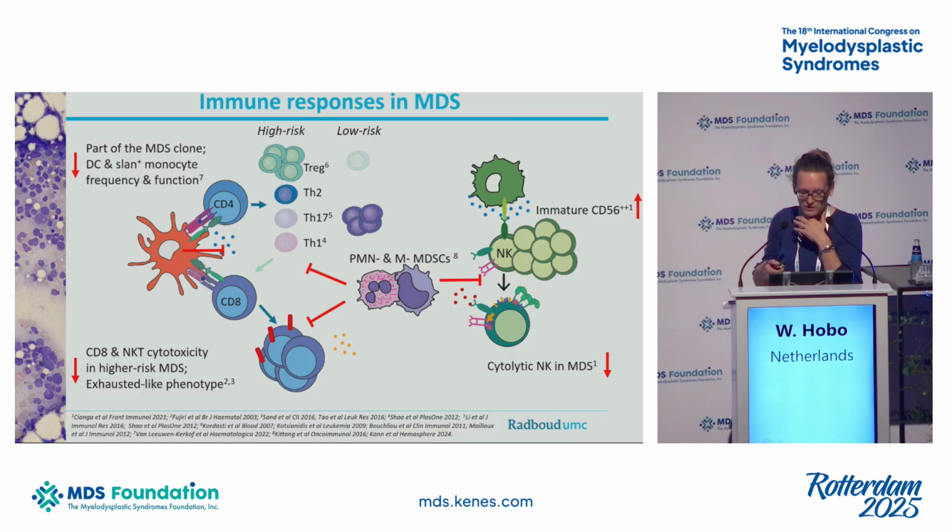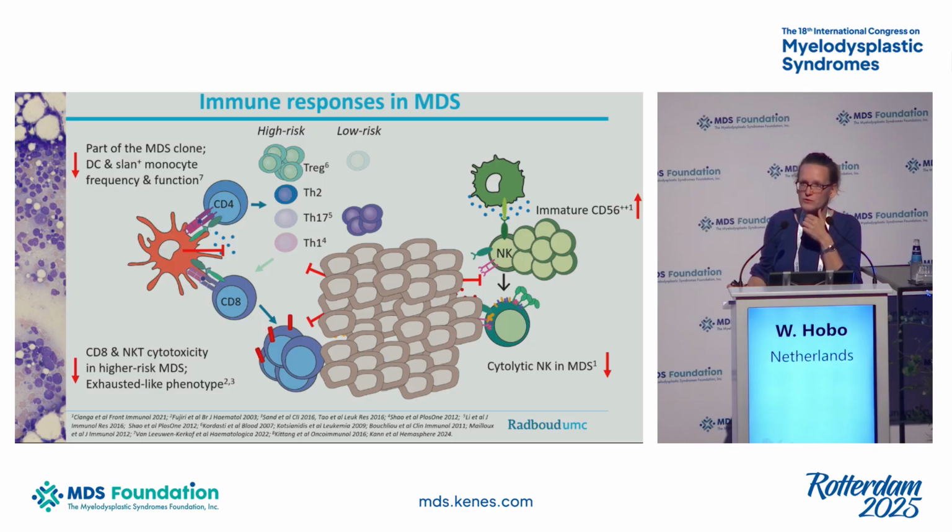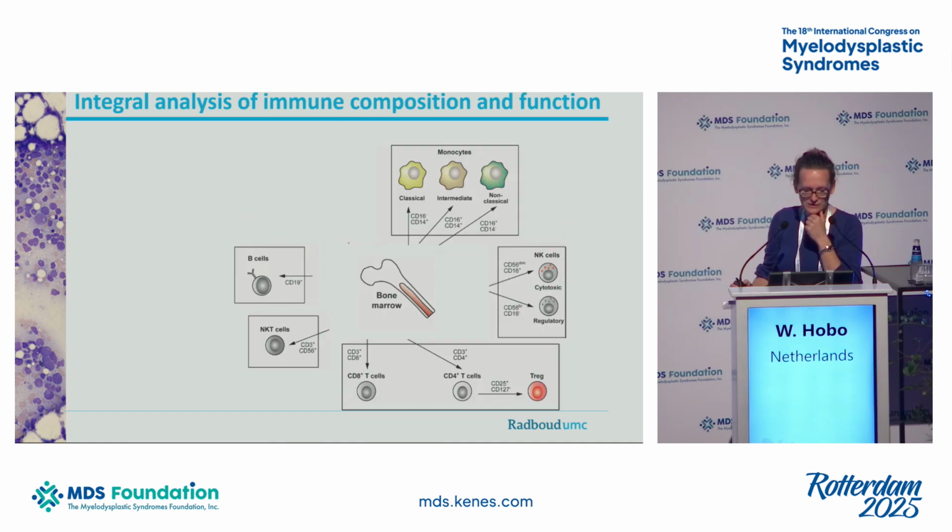And this all together, and of course it has also been addressed in one of the previous talks, MDSCs play an important role in dampening T and NK cell responses in MDS. And this all together can of course also contribute to the development and progression of MDS. But those are still all mostly individual studies where different subsets or phenotypes were looked at, and we wanted to do a more integrated, comprehensive analysis.